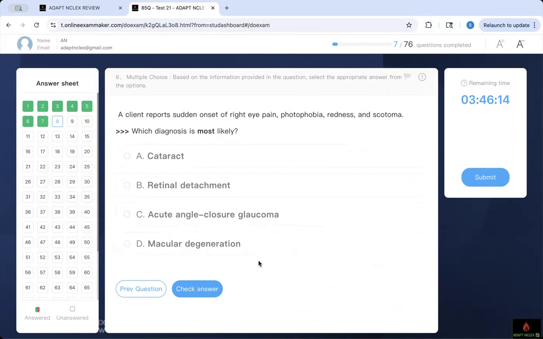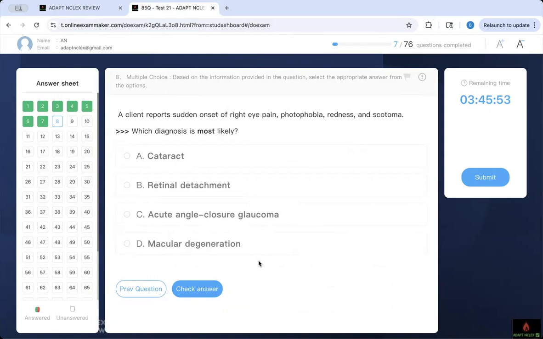The client reports sudden onset of eye pain. That means acute pain. Eye pain. There's photophobia. There's redness and there's scotomas. What diagnosis is most likely? Cataract, retinal detachment, acute angle closure glaucoma, or macular degeneration?